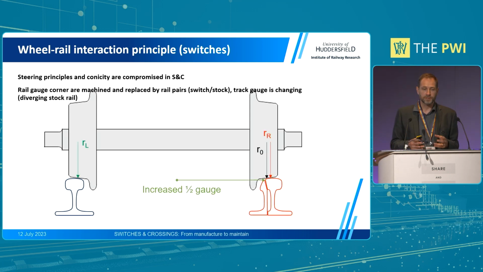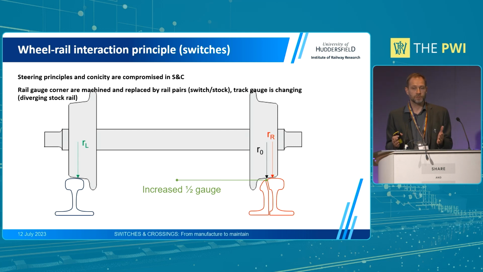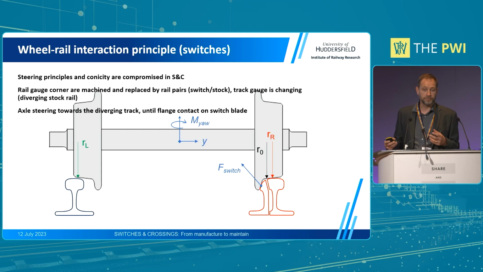In a switch, we would tend to machine the stock rail and introduce the switch rail. The stock rail will move sideways before we get into the switch toe, and one of the rails will start diverging. That means, again, there is a differential of rolling radius between one side and the other, and you automatically generate some steering onto the axle. And then it actually steers in the opposite direction to the one you would like the axle to steer, because you've got the smaller radius on the left-hand side.